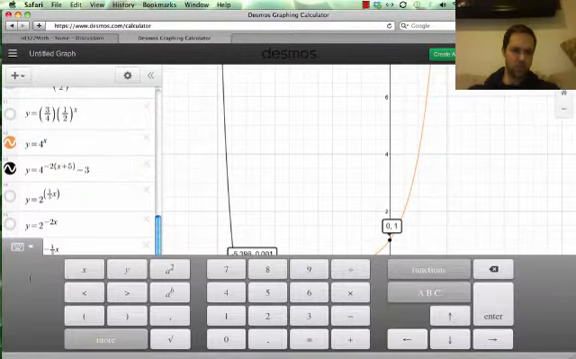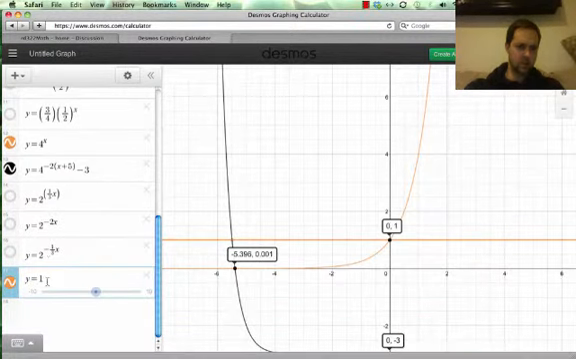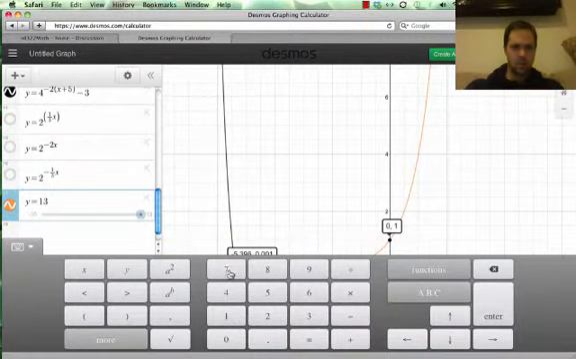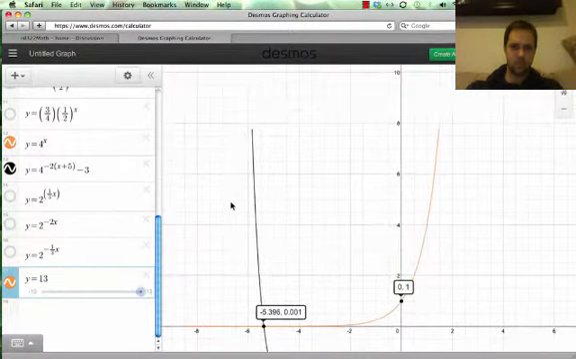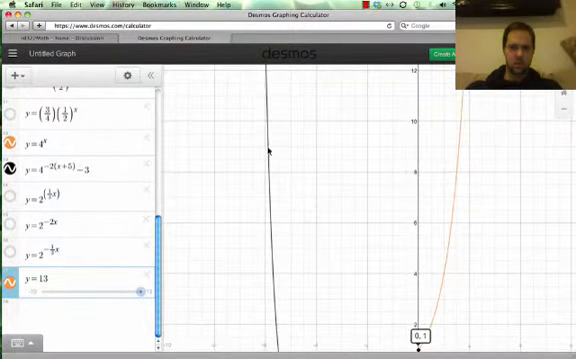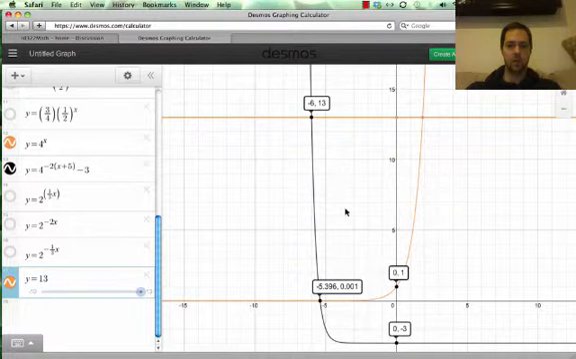So I'm just going to quickly type in y equals 13 to see if we can lock it on negative 6. Oh, let's not zoom. Okay. So y equals 13. And sure enough, we have the point negative 6 and 13.